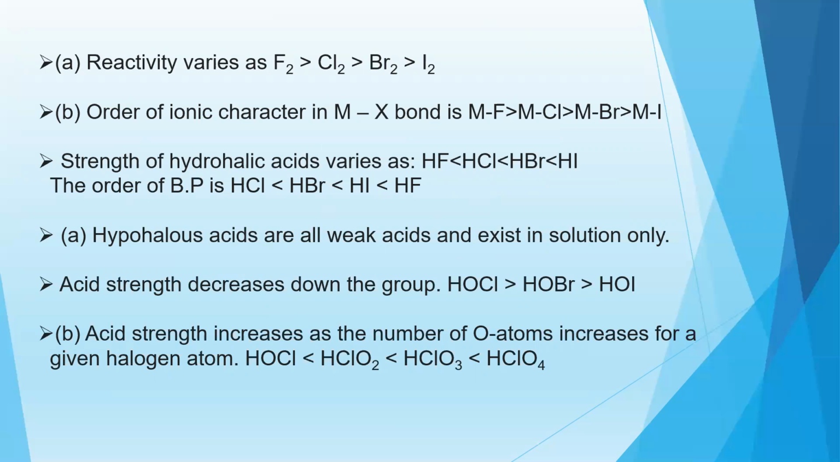Order of ionic character in the MX bond is MF greater than MCl greater than MBr greater than MI. As you go down the group, the atomic size increases and the ionic character changes in this manner. Strength of hydrohalic acid varies as HF less than HCl less than HBr less than HI. And for boiling point, HF has the highest boiling point amongst all hydrohalic acids.